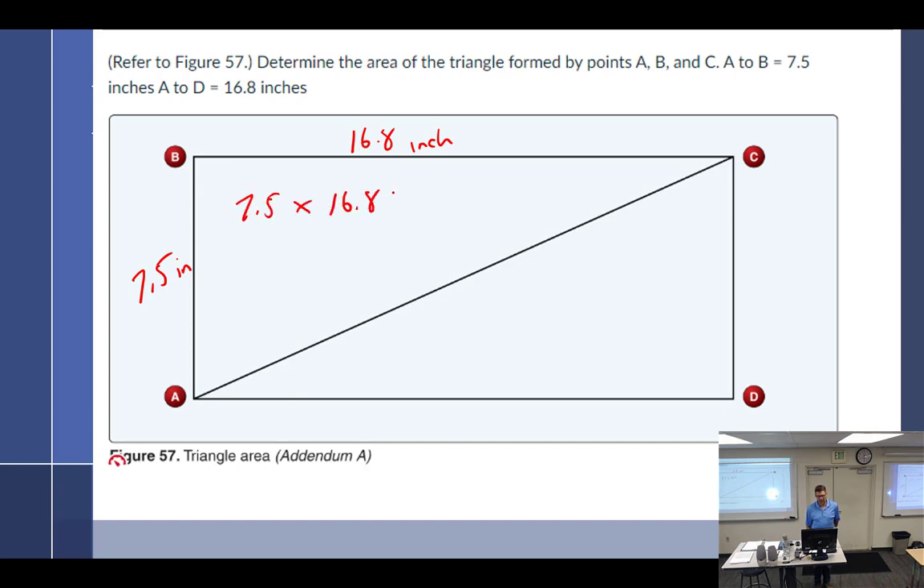Times 16.8 and then divide the whole thing by 2 and we get 63 square inches. 63 inches squared, or you could do SQ inches. Don't put just 63. If you put 63, you got it wrong. All right.